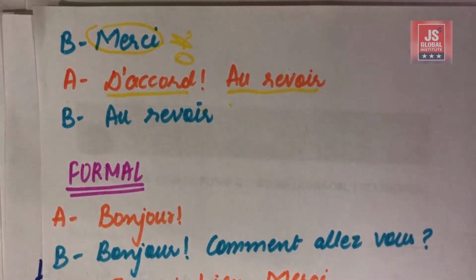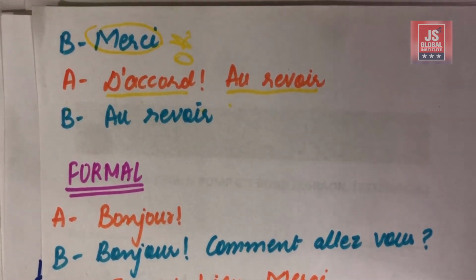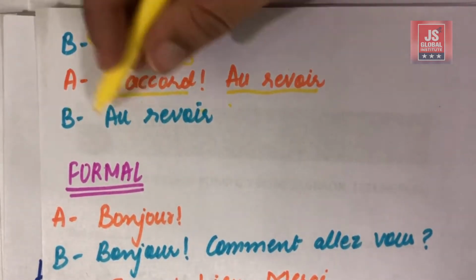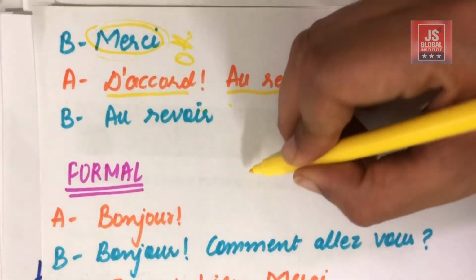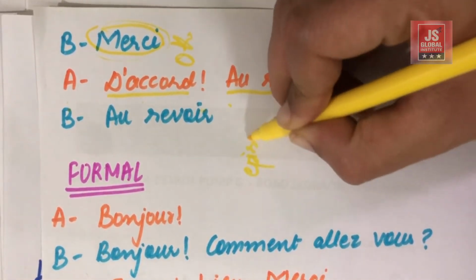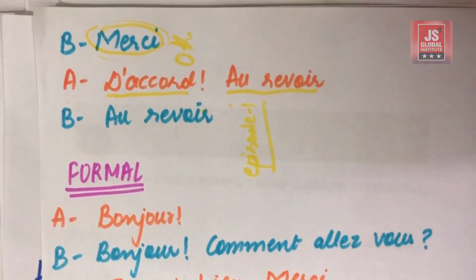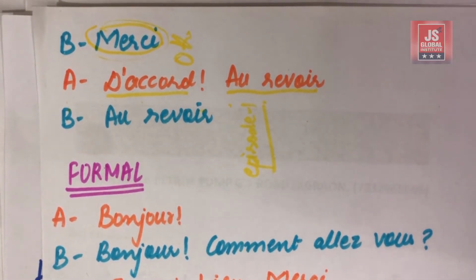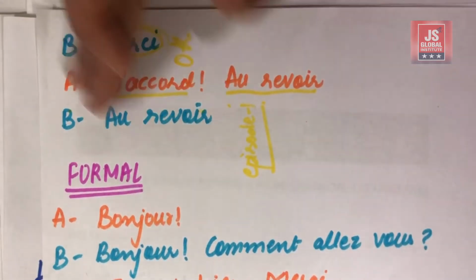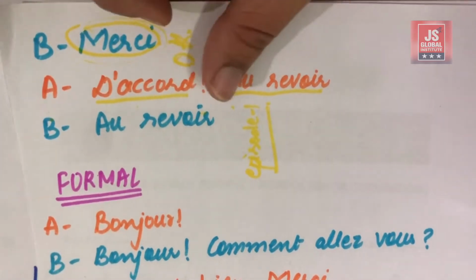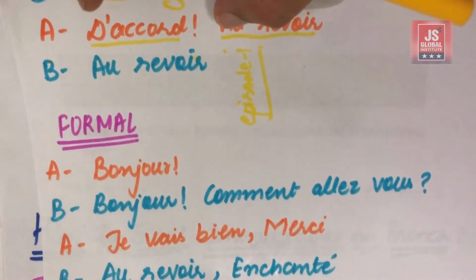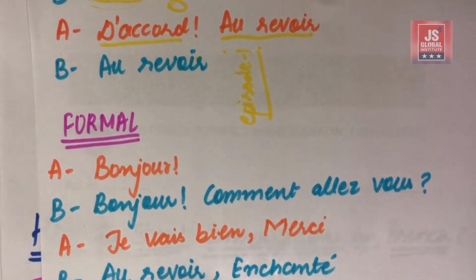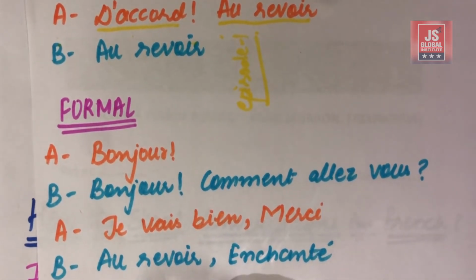So this was an informal conversation. If you had any problem in salutations, that is in merci, au revoir kind of things, just refer to episode number 1. I can also give the link in the description so that you can refer to that video. Just check it out once and you will get to know what these salutations actually mean, if you are for the time being not able to understand them. Alright, so now we are going to move towards the formal conversation.